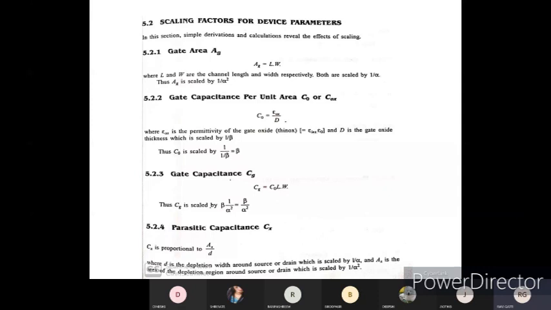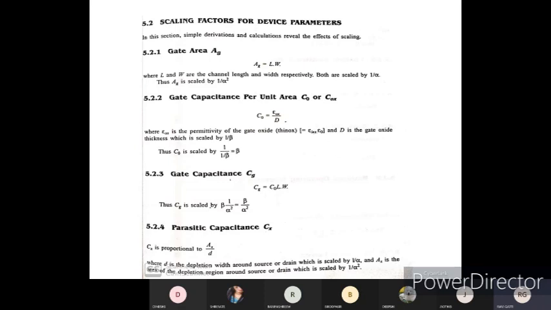The second one is gate capacitance per unit area. This will be represented with the use of C naught. This C naught is nothing but the relative permittivity between the terminals divided by the gate oxide thickness. The gate oxide generally is represented by D. Since the relative permittivity is a constant, it is unitless. So the scaling factor for D, the thin oxide, as I told you, will be beta, that is 1 by beta. Therefore, the scaling factor for the gate capacitance per unit area is 1 by 1 by beta, that is beta.